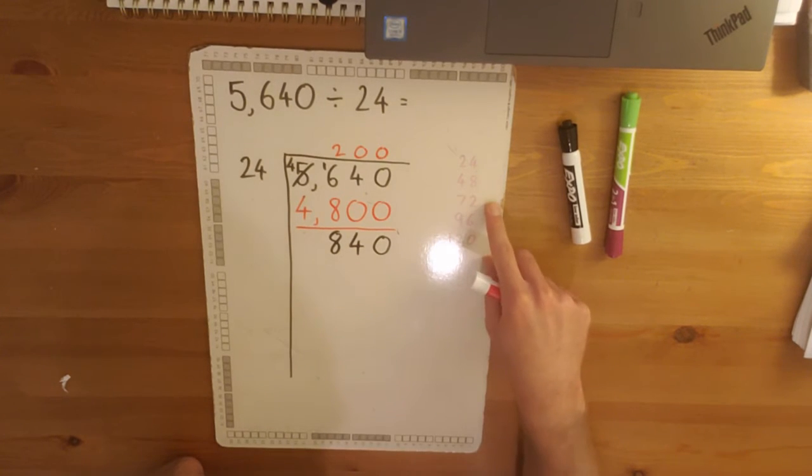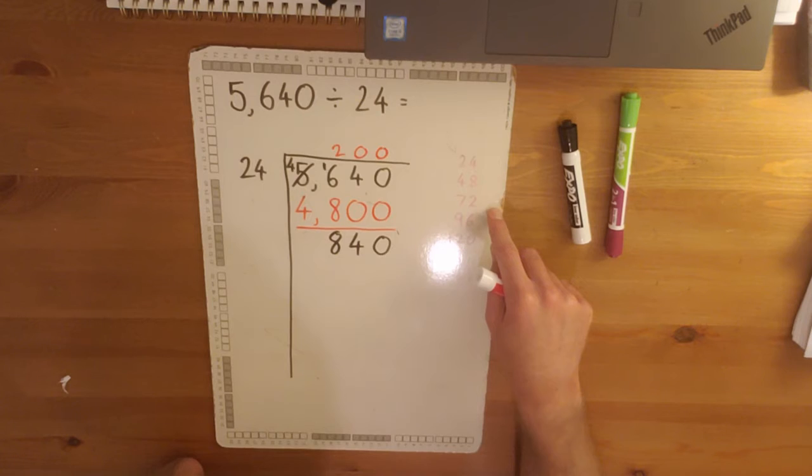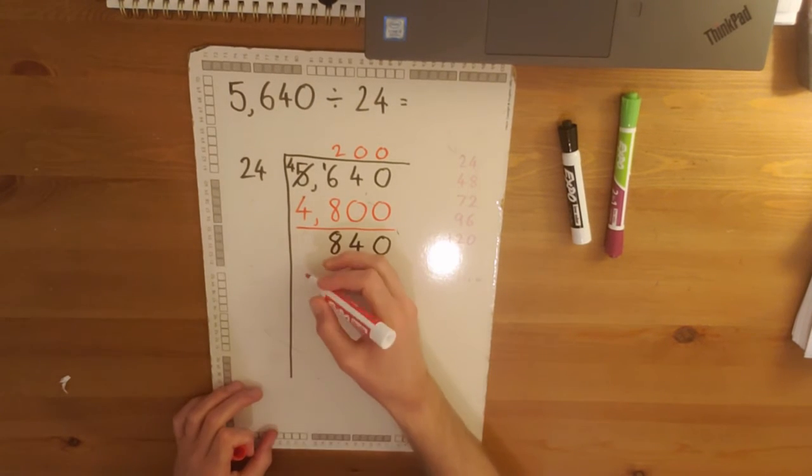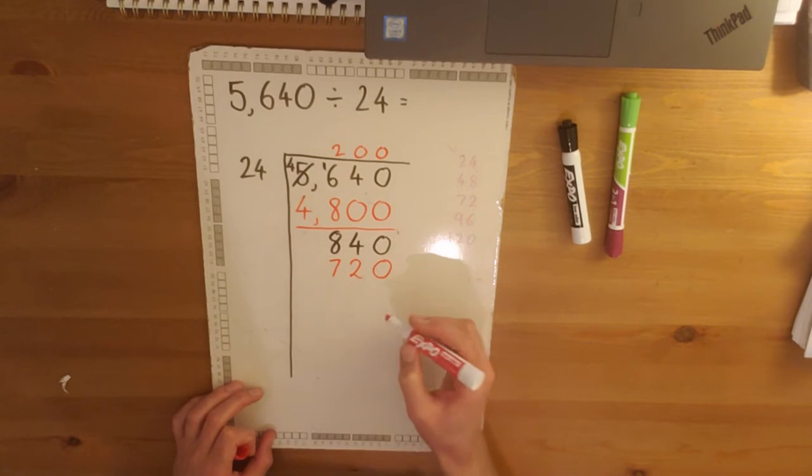So what about this? 3 lots of 24 is 72. So that means 30 lots of 24 must be 720. So I'm going to subtract that amount next. Again, I'm going to write it in red so you can see where I'm subtracting.